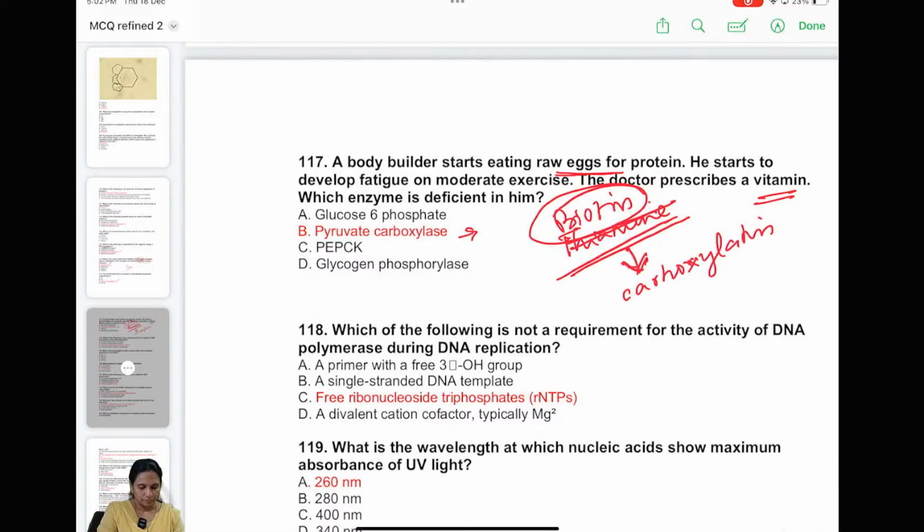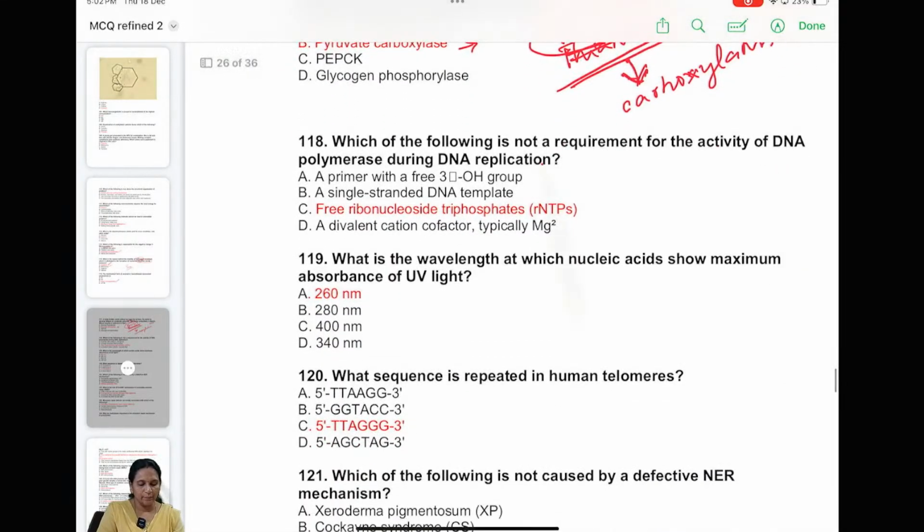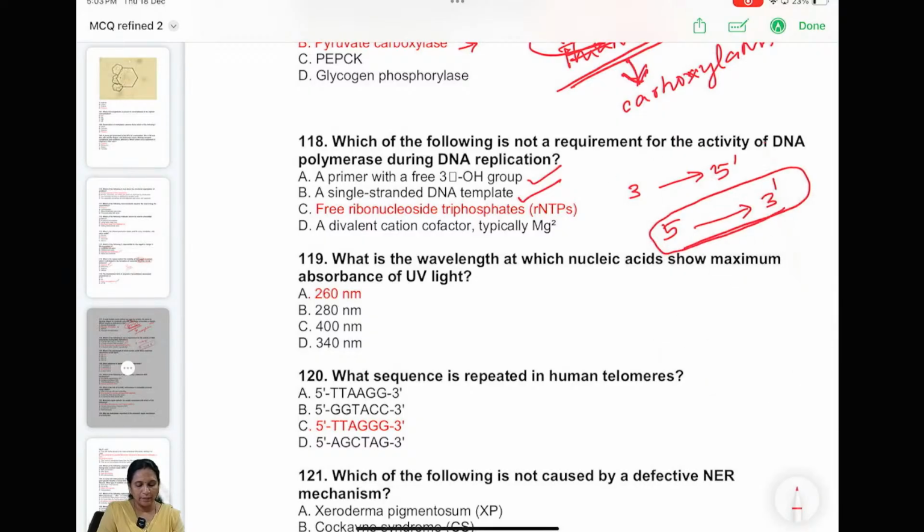Which of the following is not a requirement for the activity of DNA polymerase during replication? It needs a primer. It needs a DNA template read from 3 prime to 5 prime, because synthesis is always from 5 prime to 3 prime. The primer is needed for the DNA polymerase, and magnesium is responsible for the polymerase reaction. It also needs nucleotide triphosphates. DNA polymerase acts only in the presence of the template, primer, and magnesium.